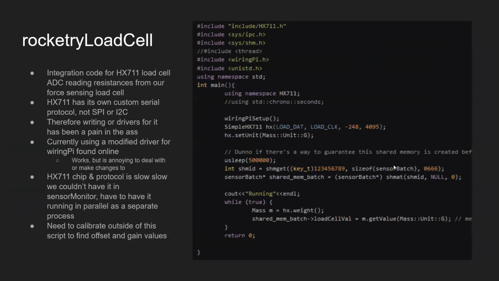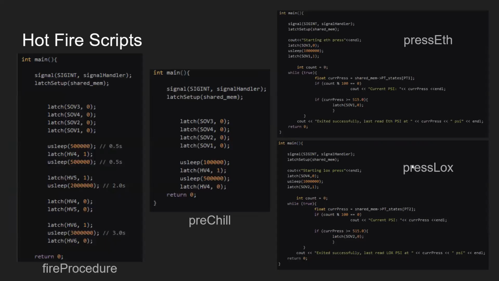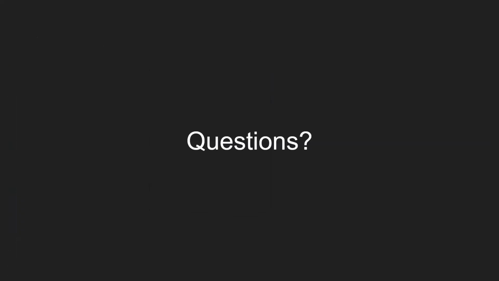And we want to be able to hit a specific pressure value. So right now, in a loop, we read from the sensor batch for the appropriate PT value. If that value is above 515 PSI, we close the valve and assume, okay, we got our pressure. Right now, these are both coded for 515 PSI. We'll have to talk with the propulsion team about that. Okay, so that was a lot of stuff.